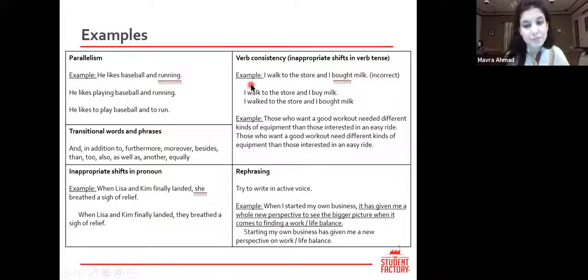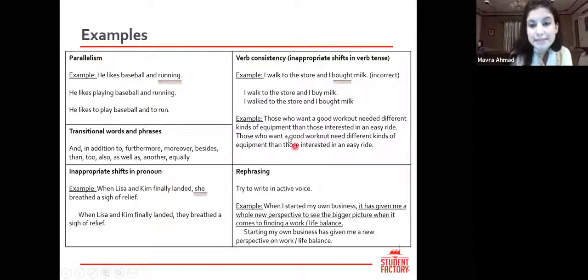There are two ways in which we can correct the sentence. I walk to the store and I buy milk. Now this is showing verb consistency. Verb tense is consistent. It's the same for the entire sentence. And then next what we can do is: I walked to the store and I bought milk. तो ये sentence भी correct है because इसमें हम दोनों के parts of the sentence में we are using the verb tense past tense, right? We are using walked and we are using bought.